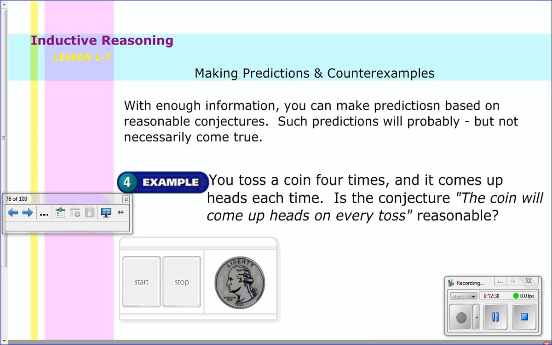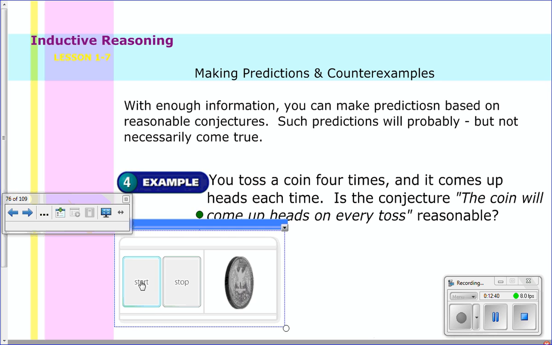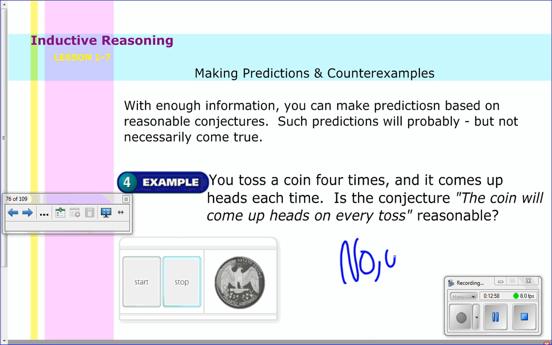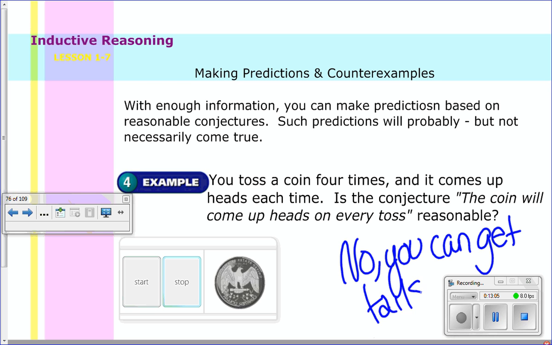Well, I have here a little activity, and I can do it. I can start and then stop. Well, I got heads, so that time it was true. It's true, but this 4th time, I got tails. So is it always going to come up with heads? No. You can get tails. So when I tossed this coin and showed that I could get tails, that proved that that conjecture is not always true.